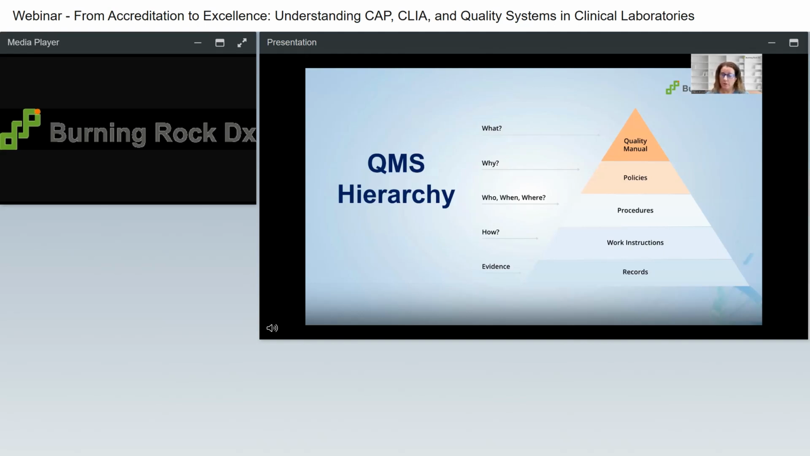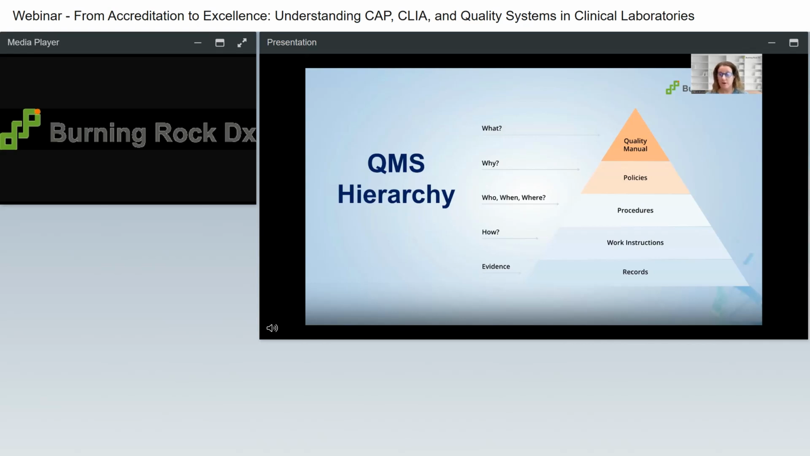Below that are work instructions. This is your how. So this is a very detailed document that will detail each step that needs to be done during the process. So your work instructions need to be very detailed so that every day when someone comes into your lab, they will perform the test in the same way to ensure that we have compliance and to ensure that we have quality. So if there are any issues, they're much easier to detect.